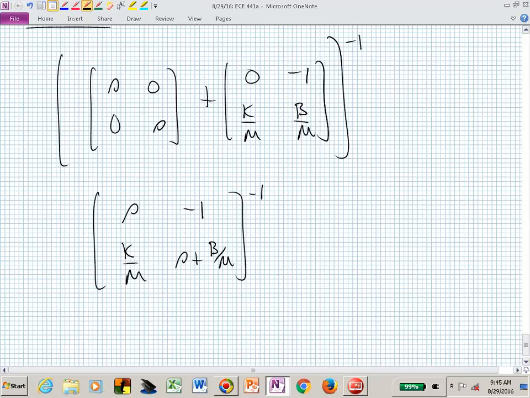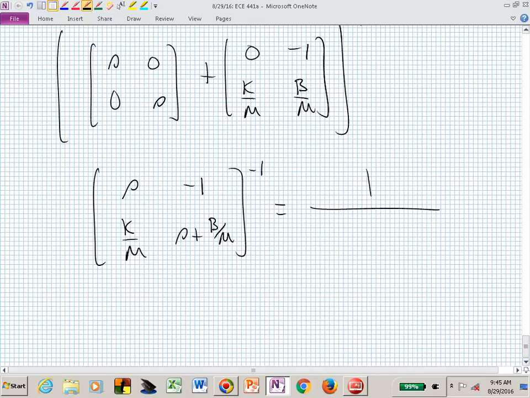Is everybody okay with what we've done so far? And an inverse of a matrix is just 1 over the determinant of that matrix times the cofactor matrix. Actually, the cofactor matrix transposed. Okay? It's the adjoint matrix.